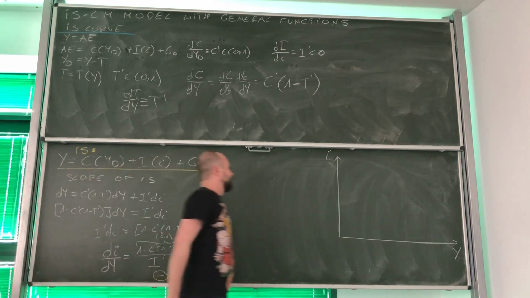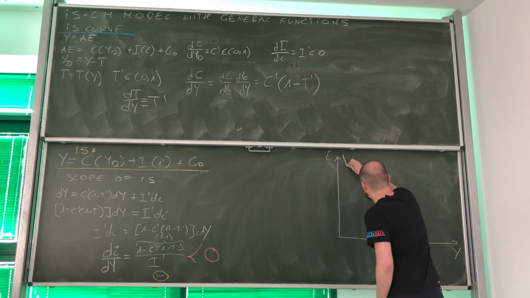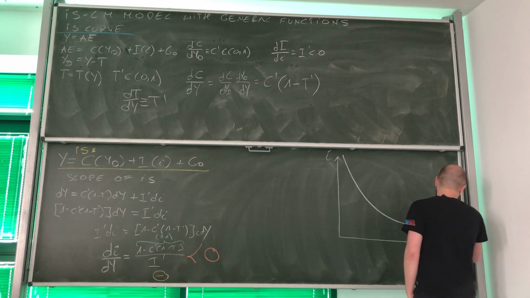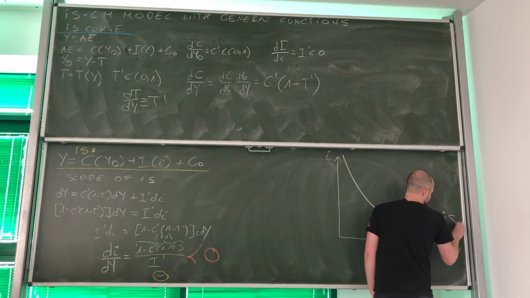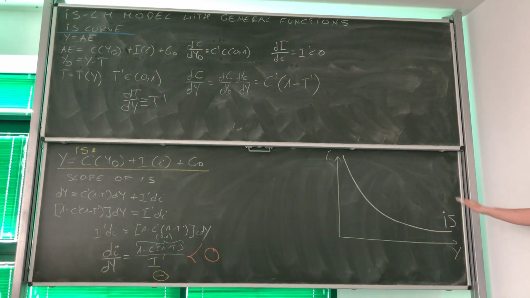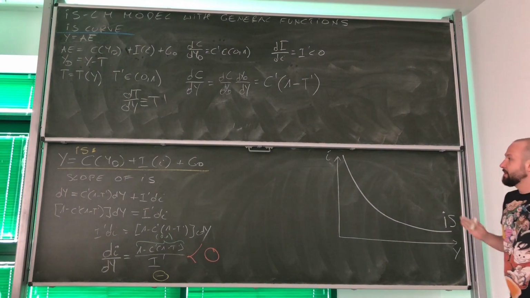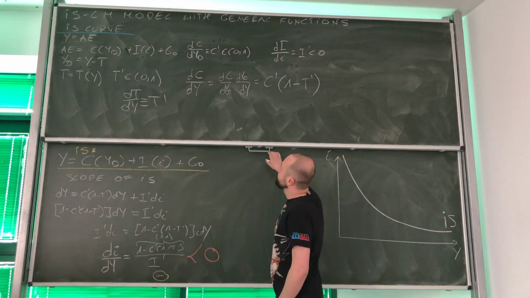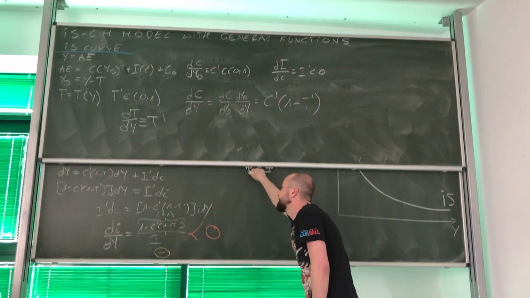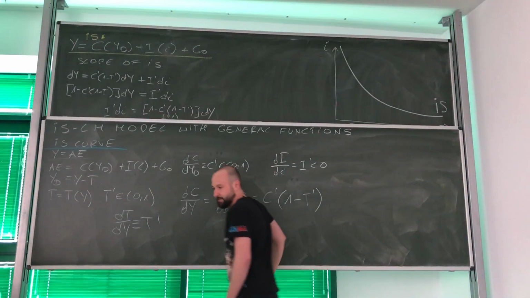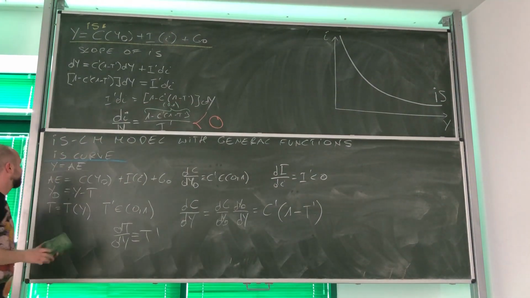And look, in this case, it doesn't need to be a straight line. We just know that IS is some downward sloping function in income-interest rate space. Okay, so now that we've discussed IS, let's move to LM.